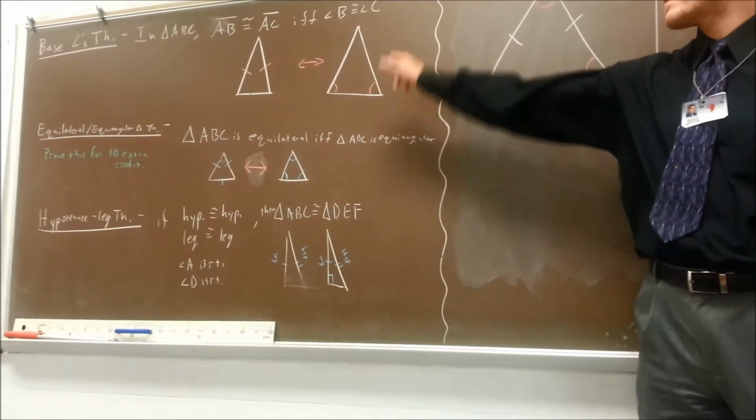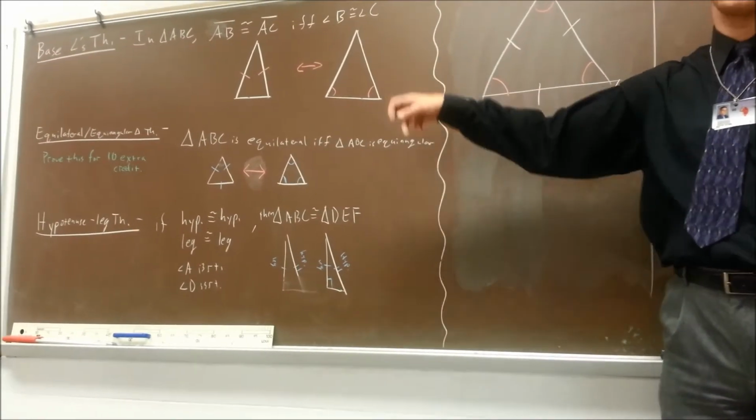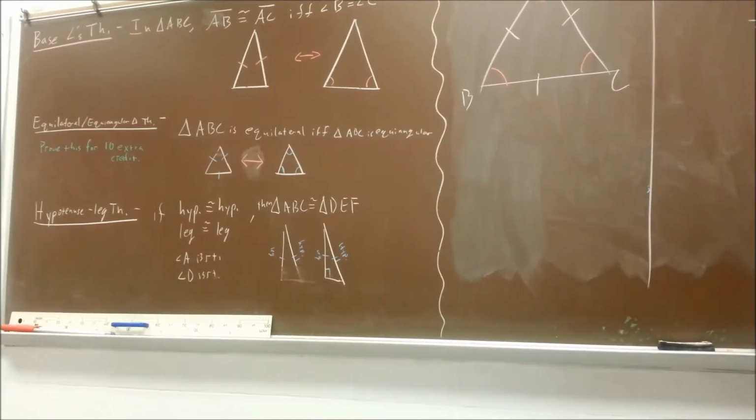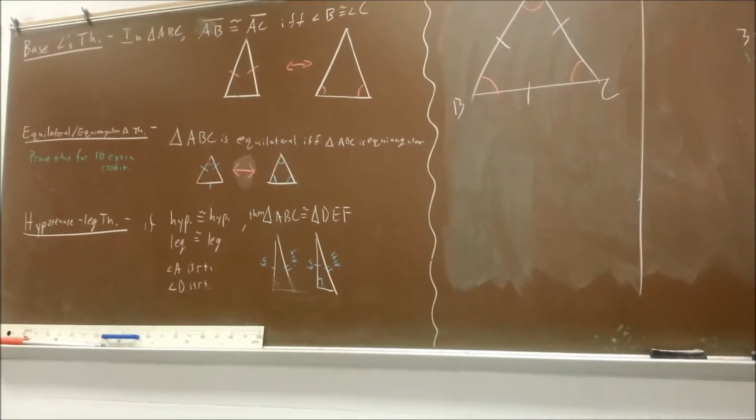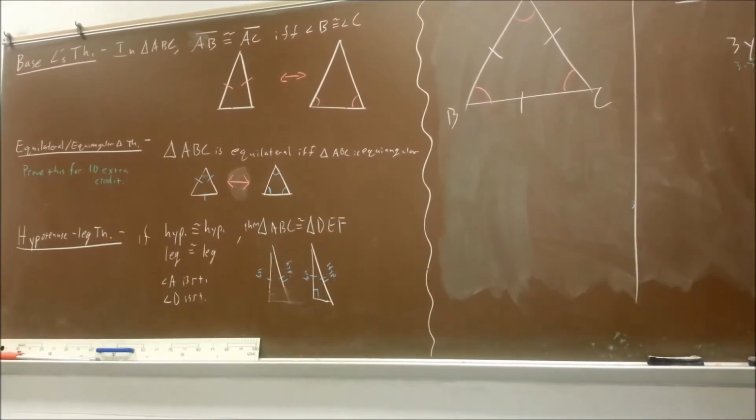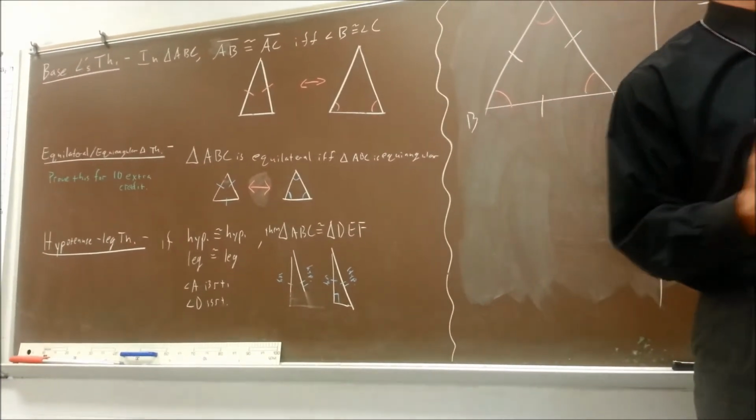Big ideas here today. Base angles theorem. Two sides are congruent, then the two angles are congruent. We already learned this at the beginning of the chapter, but now you know why. Now you know that there's 180 degrees in a triangle. There's a lot more cool things we can do with it.